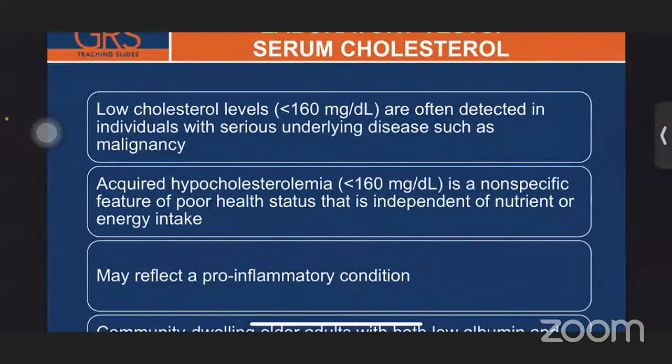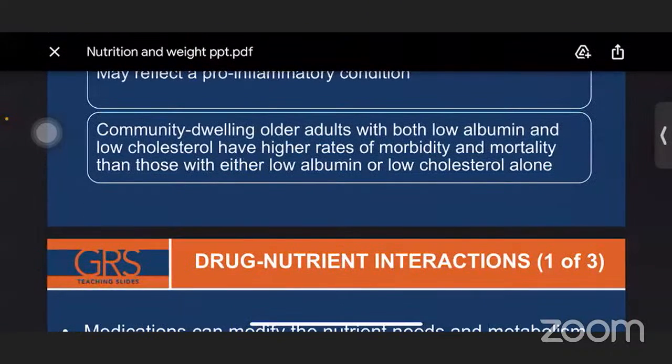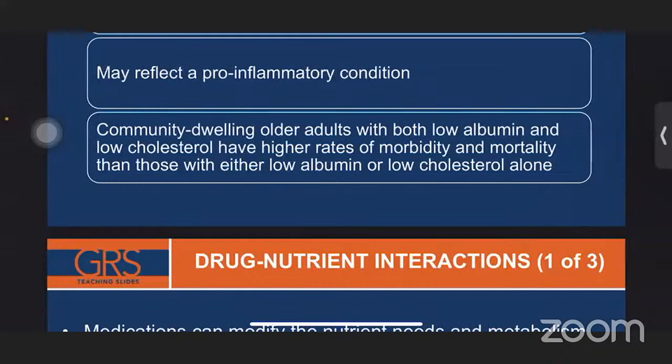Other laboratory tests include serum cholesterol. Low cholesterol levels, that is less than 180, often indicate a serious underlying disease such as malignancy. And acquired hypocholesterolemia is a non-specific feature of poor health status that is independent of nutrient or energy intake, which may reflect a pro-inflammatory condition. Community dwelling older adults with low albumin and low cholesterol have higher rates of morbidity and mortality than those with either low albumin or low cholesterol alone.